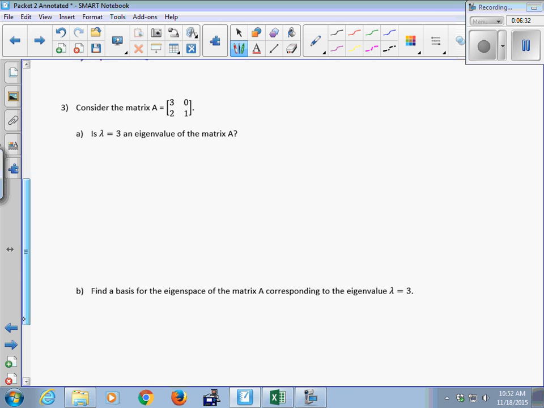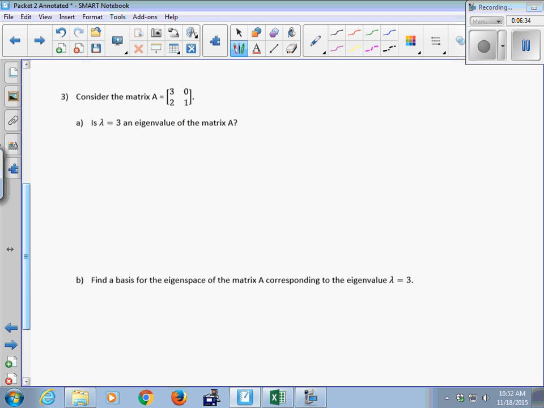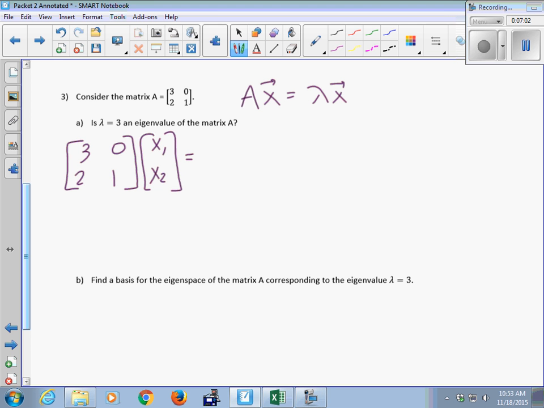All right, let's look at another one. So I've got a matrix A, 3, 2, 0, 1. I'm giving you lambda is 3. Is that an eigenvalue? Let's start with the definition again. Ax has to equal lambda x. I've given you lambda, and I have to see, is there an x that will make this true? So I write down 3, 2, 0, 1. That's my A. X I don't know, we'll call it x1, x2, equals, replace lambda with a 3, times x1, x2.